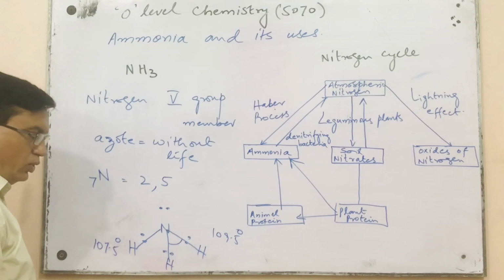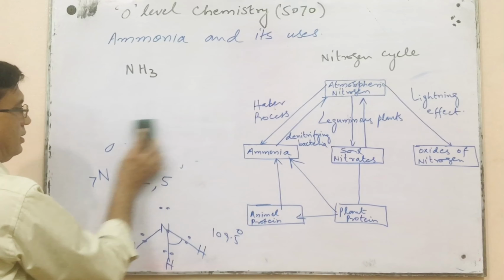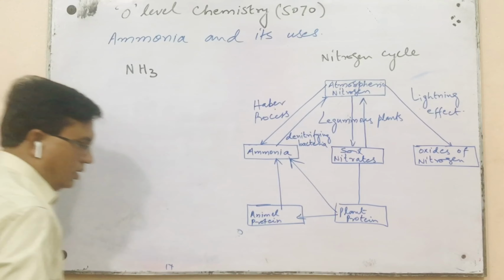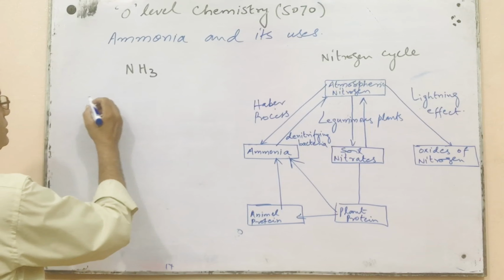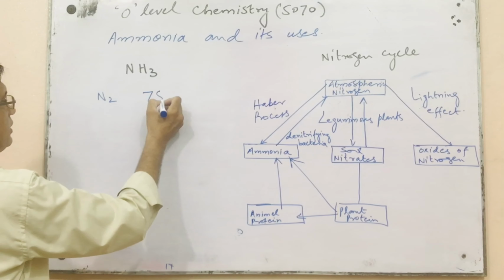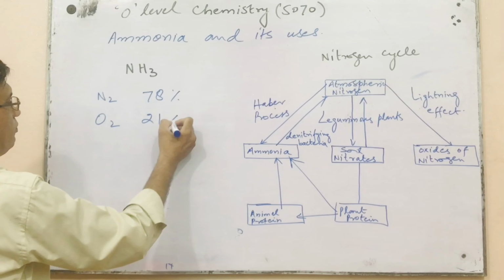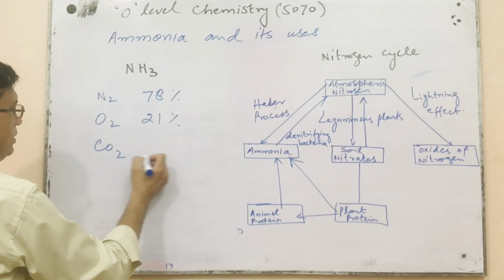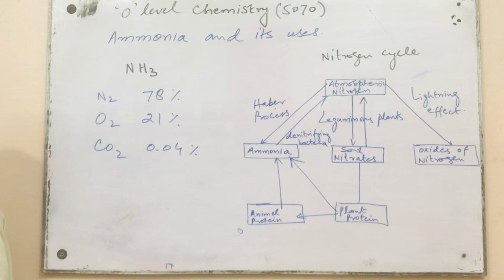Now, we know that in the atmosphere there are 3 main gases. The first one is nitrogen, which is 78%, then oxygen, which is 21%, then carbon dioxide 0.04%, and some trace gases are also present. This is the composition of the atmosphere.